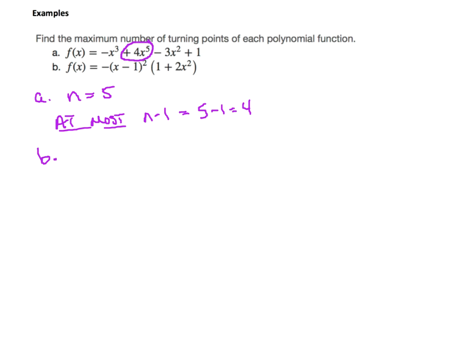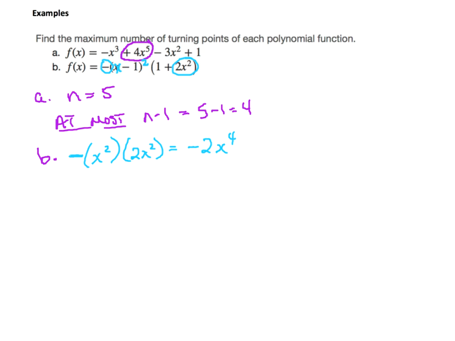Okay, here's B. Now, with B, it's a little trickier because your leading term is hidden. It's hidden because this thing's already factored. So I have a negative out front. I know my leading term is going to be negative. And then this x in this first term is going to get squared. So I know I have an x squared that's going to multiply to make that leading term. And then I have a 2x squared as my leading term of my last factor. So when I multiply all that together, I get a negative 2x to the fourth as my leading term there.